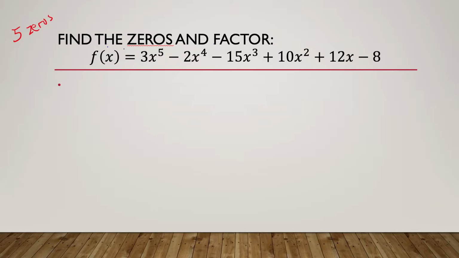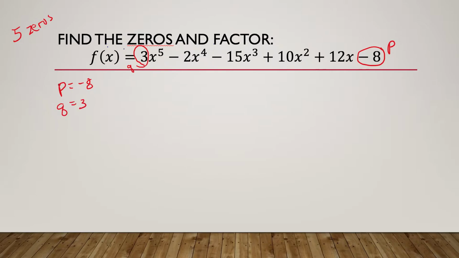So remember that the p-value is going to be the last number. You're specifically looking at the number that doesn't have an x beside it. So this is going to be the p down here. And the q is the first number, assuming that things are in order. It's going to be the number in front of the x, the highest power of x. So I'm going to jot this down. We have p is equal to -8 and q is equal to 3.